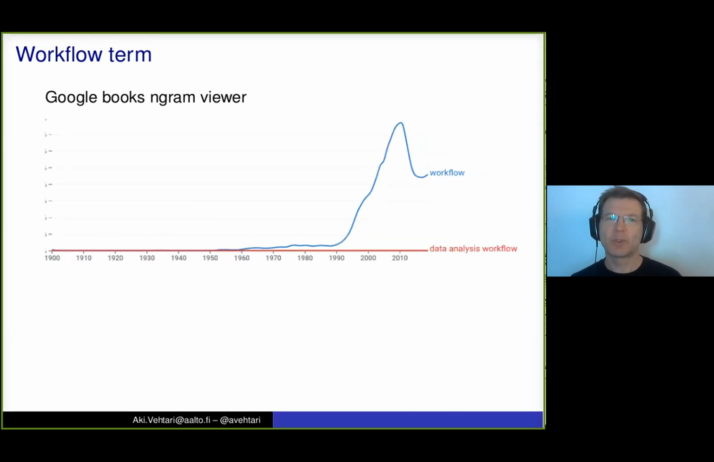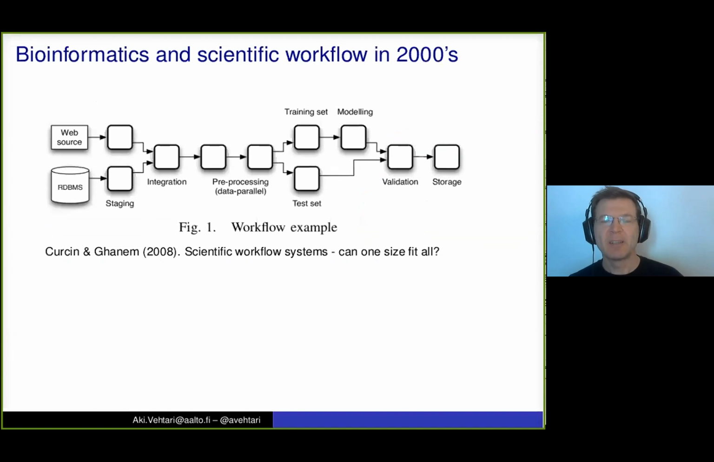And I did try different combinations, like data analysis, Bayesian, statistics, workflow, and so on, and there are only like two hits in all the different combinations I could come up with. So really, we are late in using this term. But it is actually used in data science, in bioinformatics, and also with the term scientific workflow. There are these software systems built to make these kinds of pipelines.